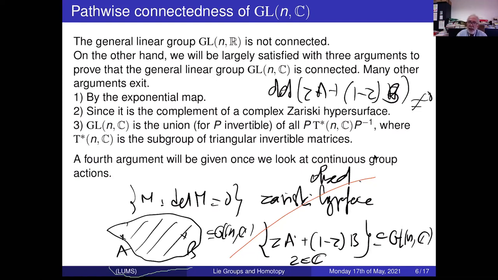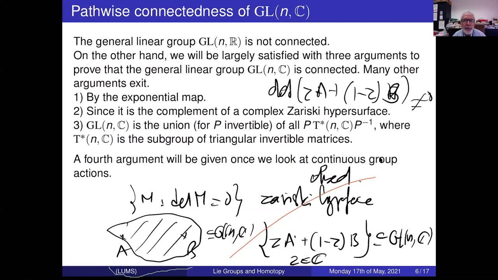Okay. I have a question. So what is the continuous group action? I don't hear you quite well, maybe a little bit higher. What is the continuous group action you will use? Which continuous group action will you use?